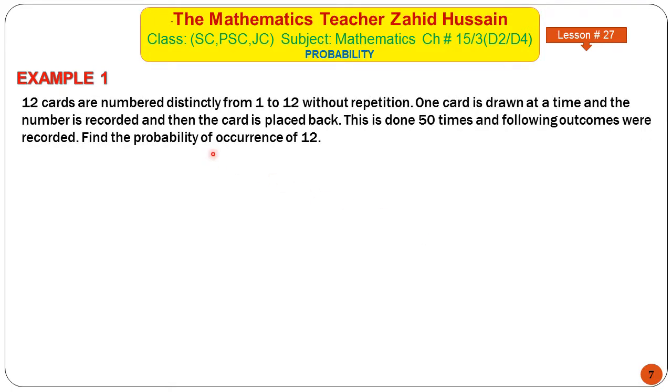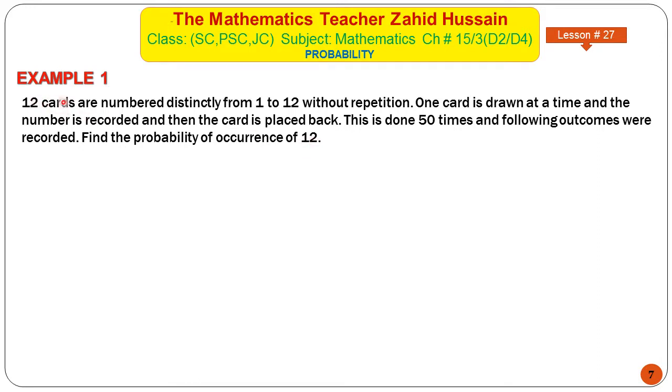Now suppose 12 cards are numbered distinctly from 1 to 12 without repetition. One card is drawn at a time and the number is recorded, and then the card is placed back. This is done 50 times and the following outcomes were recorded. Find the probability of occurrence of 12, that is, the relative frequency. In this case it means find the relative frequency of occurrence of 12.